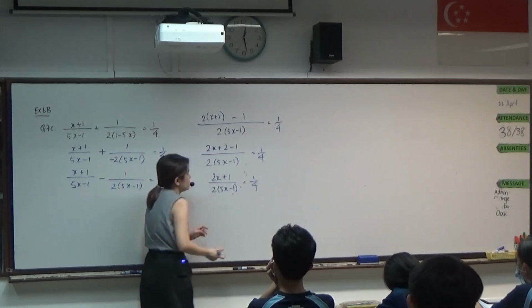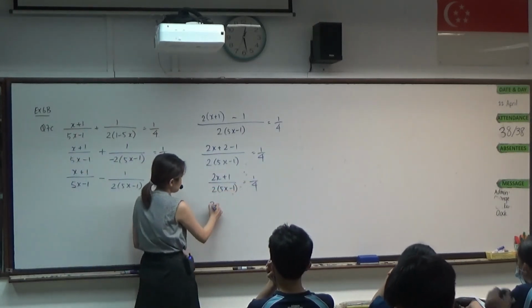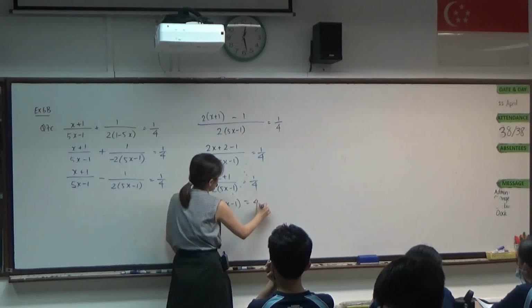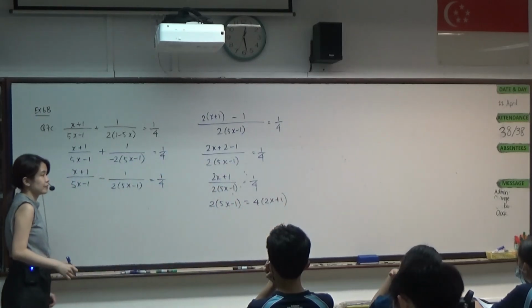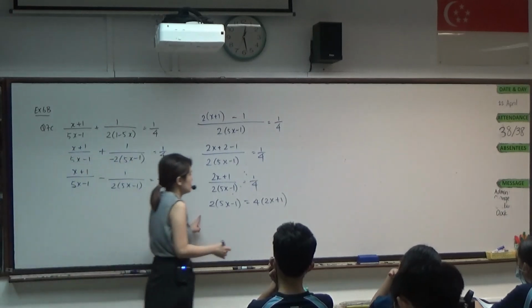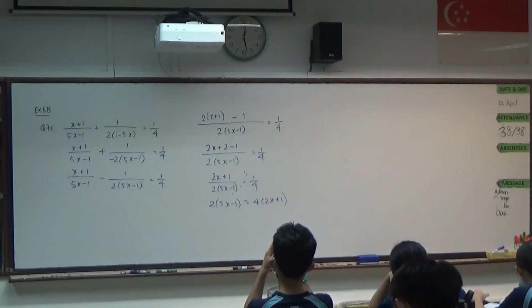Then we can do our cross multiplication. This times 1 will just be this itself. And then after that, on the other side, I'll have 4 times 2x plus 1. So from here, I hope you are able to expand and then simplify and get an answer.